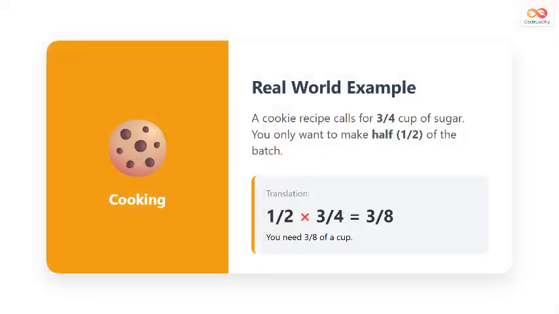When do we use this in real life? Cooking is a great example. Imagine a recipe calls for 3/4 of a cup of sugar, but you only want to make half the batch. You need to calculate 1/2 of 3/4. By multiplying 1/2 times 3/4, you find that you need exactly 3/8 of a cup.